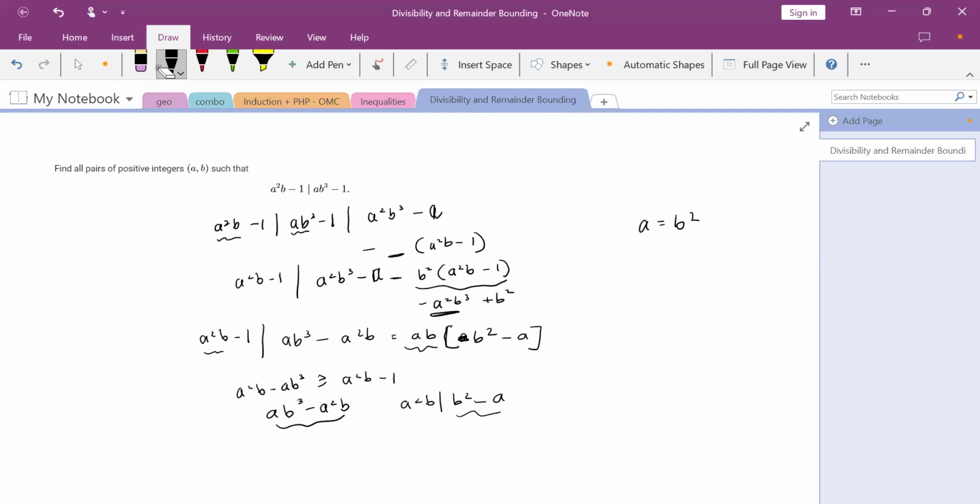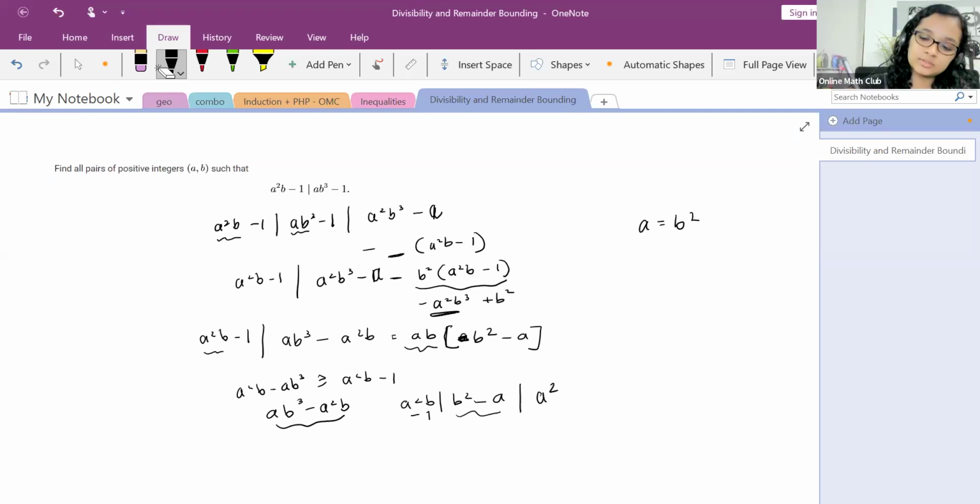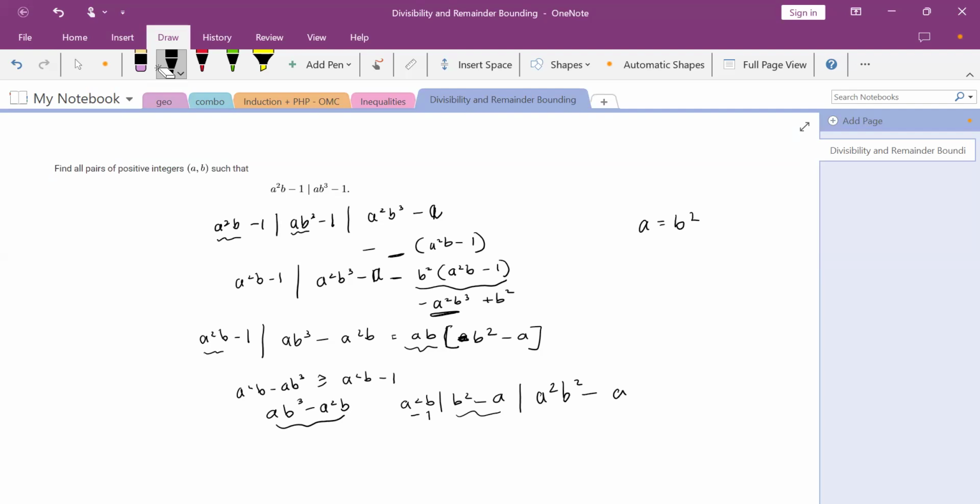Yeah, I got it. Okay, what did you do? Again, let's do the same thing. You will get a square b minus 1 divides b minus a cube. Okay, so I'm guessing you did something like this. Yeah, like that, in my b minus a cube.